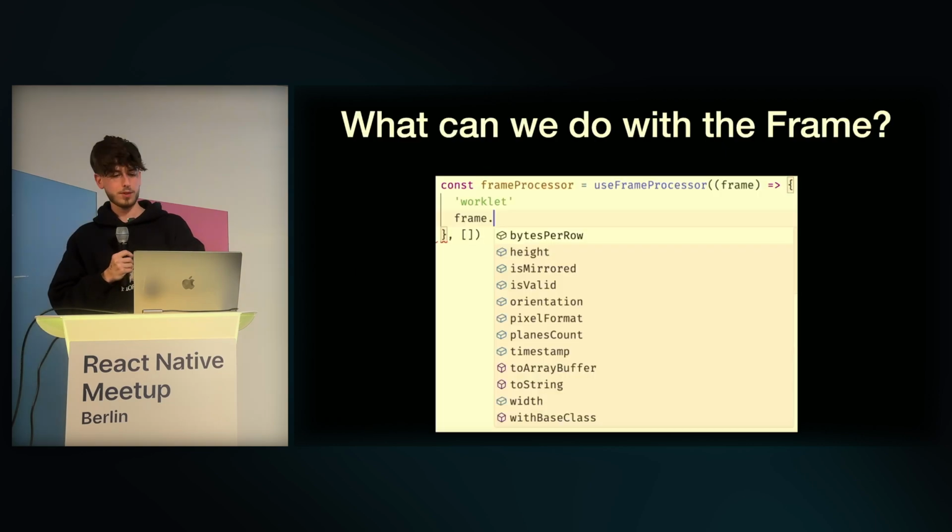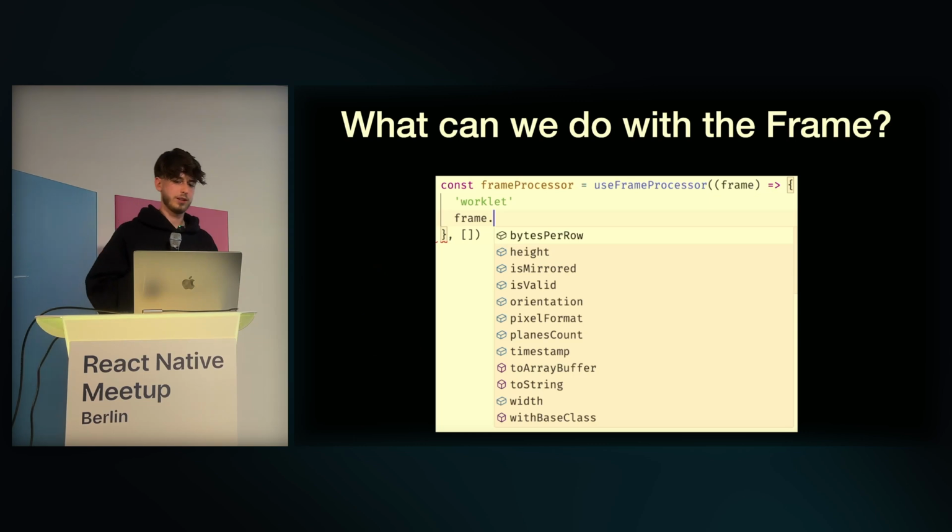Right. So what can we do with the frame? Well, currently I expose these properties and methods. You can access the width, height, pixel format, whatever you want on the frame, timestamp, orientation. And you can also, as you can see here, toArrayBuffer: you can convert the frame to an actual array buffer, which is pretty fast. It's still a copy, but it's pretty fast.